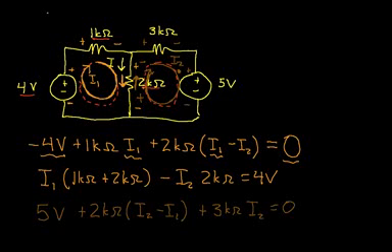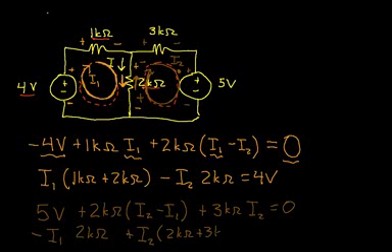And then finally, the 3K ohm resistor, I'll have plus 3K ohms times I2, and this will equal 0. And again, I can do some simplification on this. So I have minus I1 times 2K ohms, whoops, got that one wrong, don't want to have this be I2, we want this to be I1. Okay, plus I2 times 2K ohms plus 3K ohms. And we'll move the 5 volts to the other side, and we have minus 5 volts.